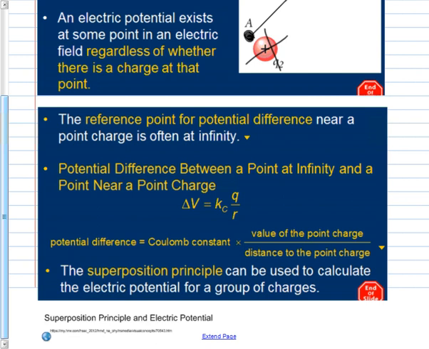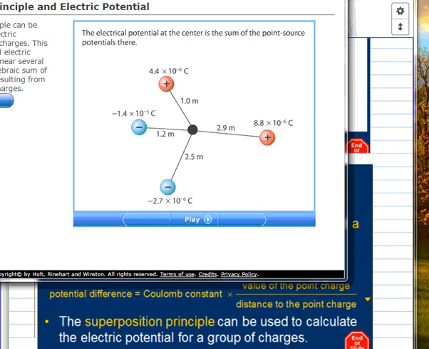The superposition principle can be used. That's where we just add all these things together. Can be used to calculate the electric potential for a group of charges. So what we're going to see on this next little video is we have a point in space, and there's a whole bunch of different charges around it at varying distances. So what is the electric potential at that point? And how do we calculate it? So there you go. There's a point, and there's all these charges around it. What is the electrical potential at that location?